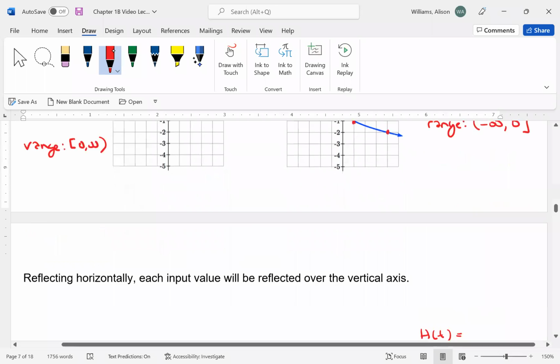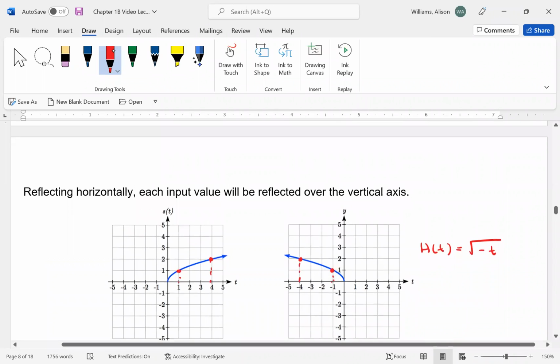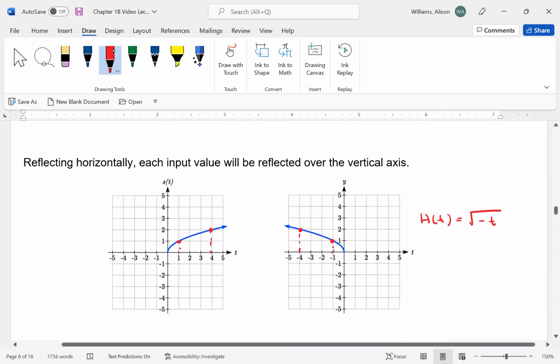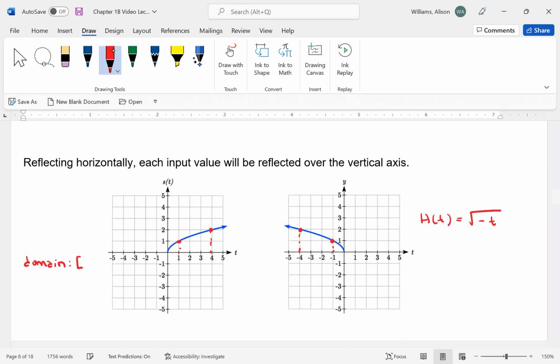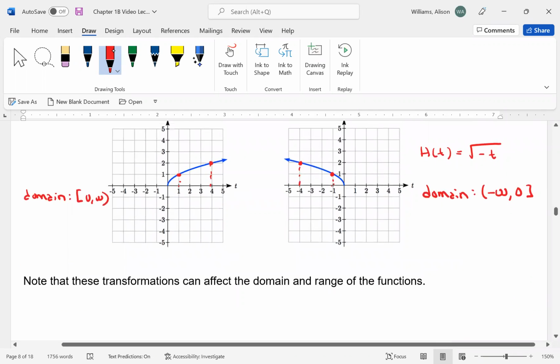In the second graph, when we're looking at horizontally, the domain is changing. Over here, the domain is going from 0 to infinity. But here, the domain is switching and it's going to the negatives. So it's going to go from negative infinity up to 0. So it can affect the domain and range when we do these transformations.